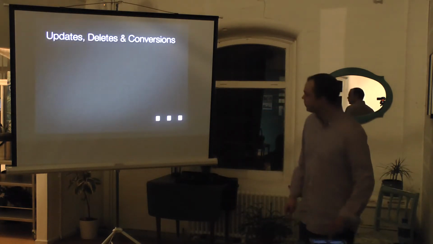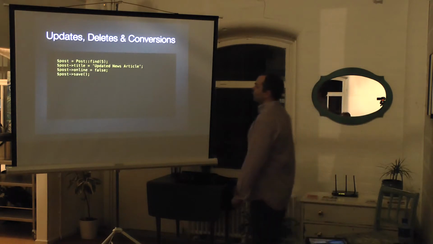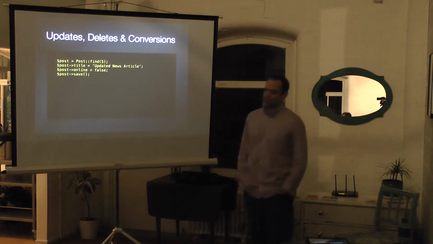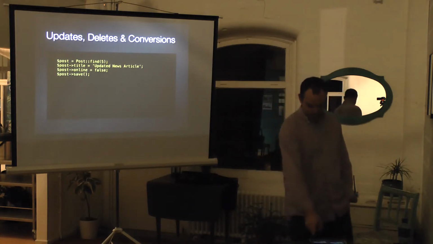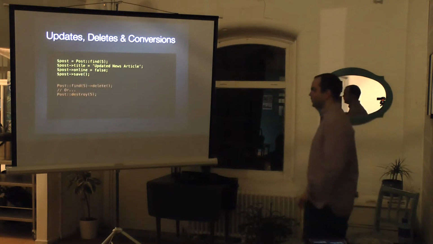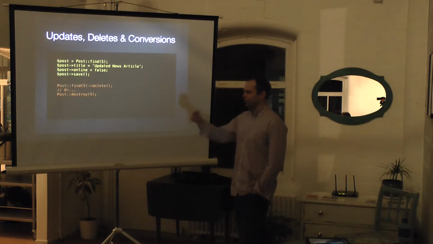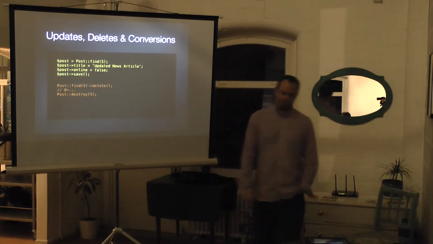Updates and deletes. Same sort of idea for an update. Find a post with ID of 5, set its title, set online, save again. That's in the database, it's persisted. Delete. Two ways of doing this. Find a post with ID 5 again and call delete, or do Post destroy 5. Same thing.